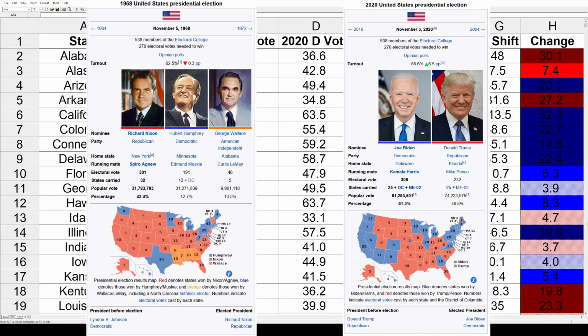Now the other thing to mention here is there was significant third-party vote. As you can see, George Wallace ran as an American independent. He did do well in the Deep South. He got 46 electoral votes and carried 5 states and 13.5% of the popular vote. So that's going to be something that is going to factor into these shifts. Obviously in 2020, there was not that kind of third-party vote, so keep that in mind as we go through these states.